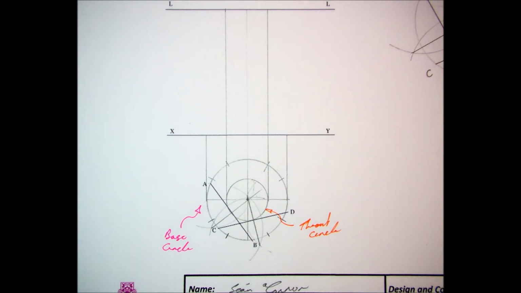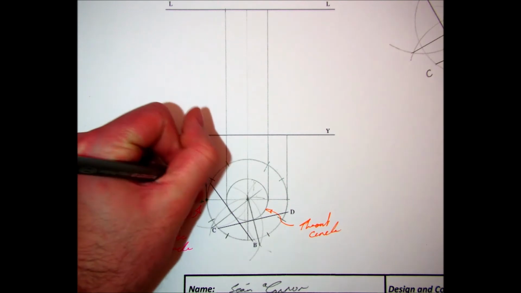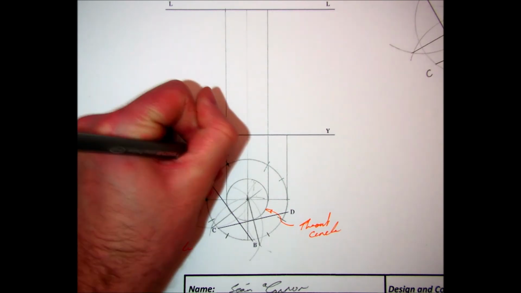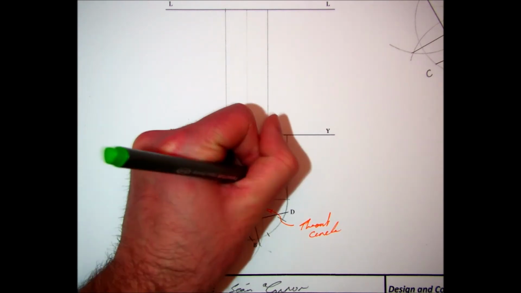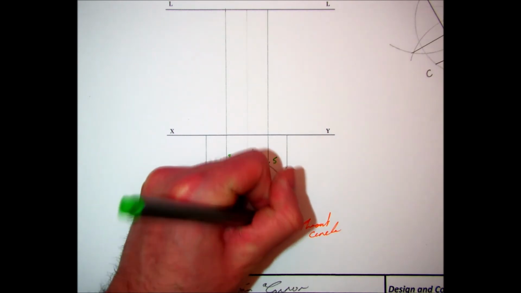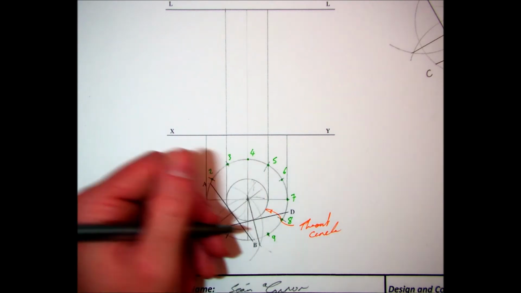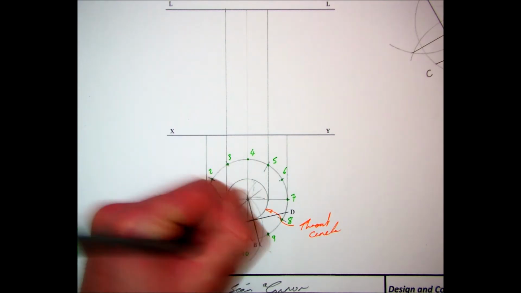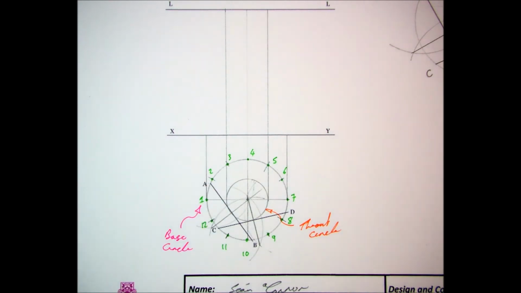Okay, so now I'm going to do something like a label outside around the circle. So I'm just going to call this 1 right here. It's going to be 2. It's going to be 3. All the way down to 12.